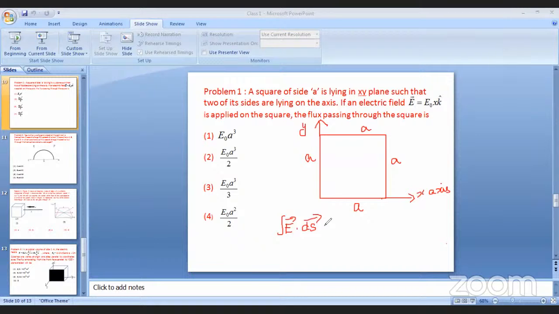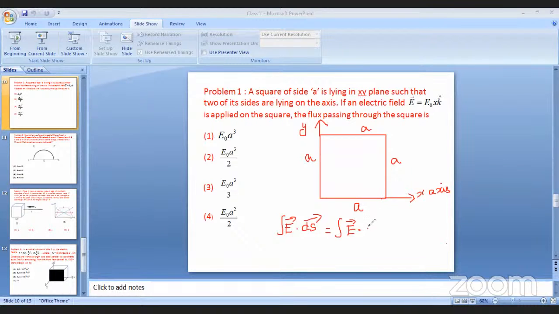So we have to apply this equation. Here, integral E dot dS is nothing but dx into dy. I can also write it in a better way so that you can understand easily. Since it is lying in the xy plane, the surface area vector is given by this thing. So let me write it here.